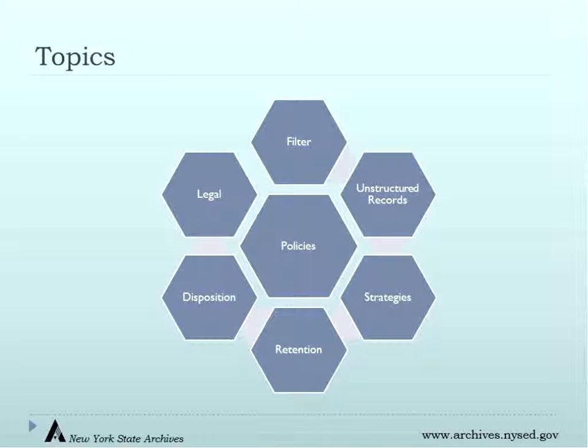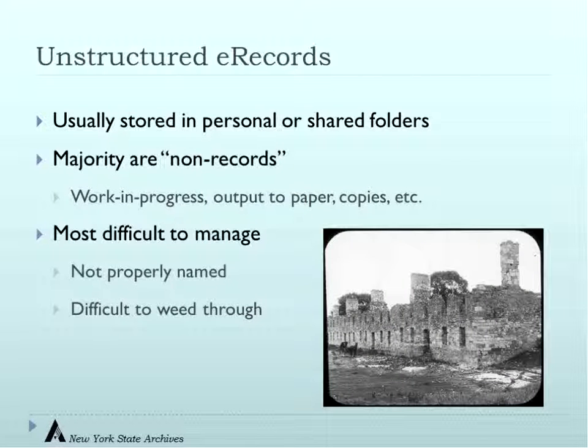Unstructured electronic records are those that are usually kept in network folders or folders stored on your laptop or your desktop PC, and they might be word processed documents, PDFs, emails and attachments, or they might be paper records that you've scanned for easier access.